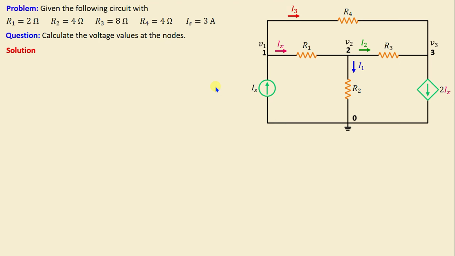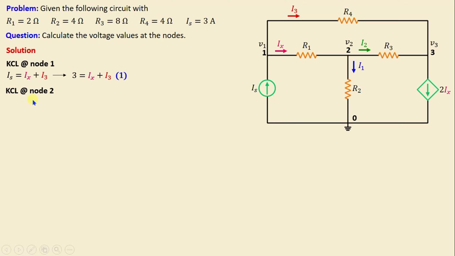Next, we'll proceed to apply Kirchhoff's current law in each node. Let's start first with node 1. By applying KCL at node 1, we can write IS is equal to IX plus I3. And if we replace IS with its numerical value, we obtain IX plus I3 is equal to 3.